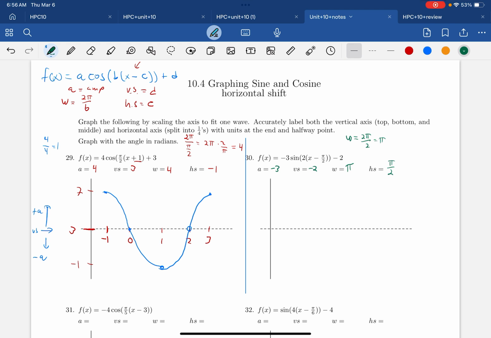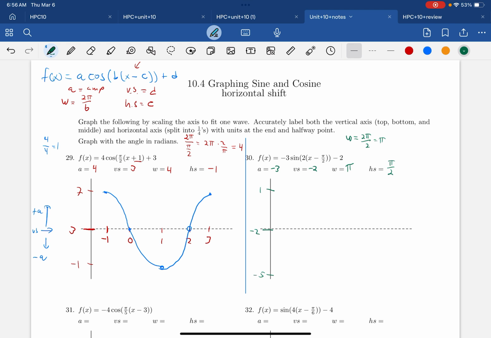So our vertical axis starts at -2, goes up to, so we'll add 3 here, we'll get to 1, and we'll also subtract 3, and we'll get to -5. So that's our maximum and our minimum.